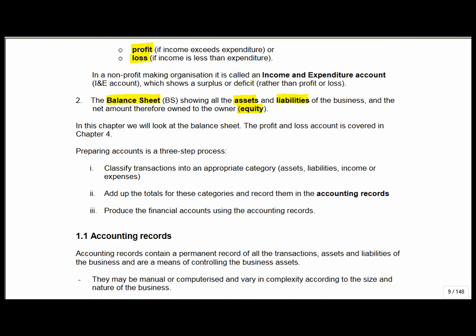Preparing the accounts themselves then is essentially a three-step process. First of all, you have to classify the transactions into the appropriate category. Are the transactions affecting business assets, business liabilities, income, or expenses? You then add up the totals for each of these categories and record them in the accounting records themselves. And finally, that enables you to produce the financial accounts on the basis of the information in those accounting records.